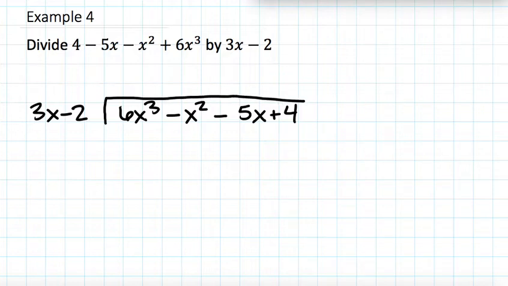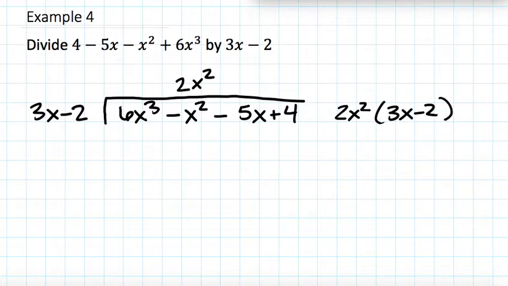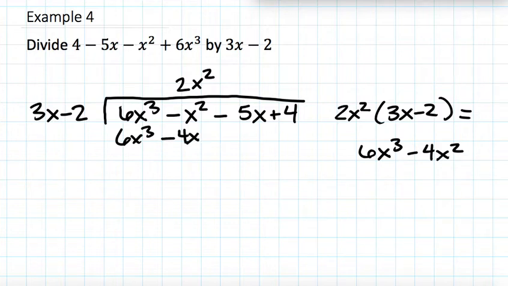So we're going to start with, what do I multiply by 3x to get 6x to the third? Well, I need to multiply by 2 to get to 6. And I need to multiply by x squared to get from x to the third. So my first term on the top is going to be 2x squared. Now I'm going to multiply 2x squared times what I'm dividing by, and then use distributive property. That's 6x to the third minus 4x squared. So over here, we're going to have 6x to the third minus 4x squared.